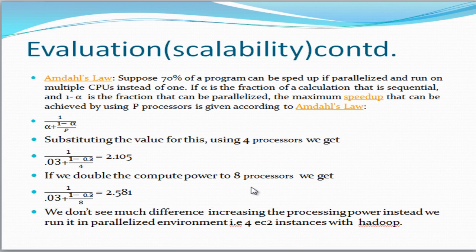Instead of using 4 processors, we put in 8 processors and we get a difference of about 0.4, that is 2.581. So basically we don't see too much difference when using more processing power. Instead, the solution for achieving maximum speedup could be running the program in a parallelized environment. In our case, we are using 4 EC2 instances with Hadoop running, one master node and the remaining 3 slave nodes. That definitely did improve the processing speed of our program.